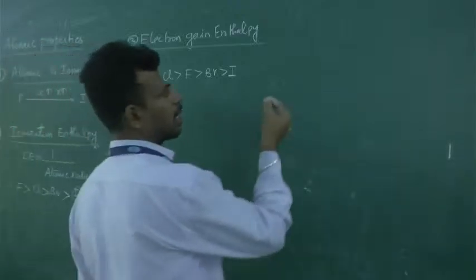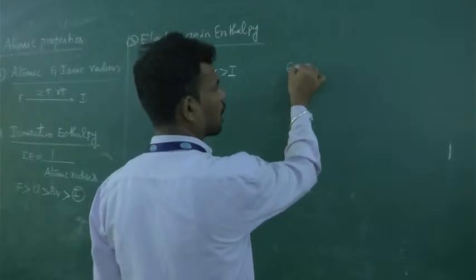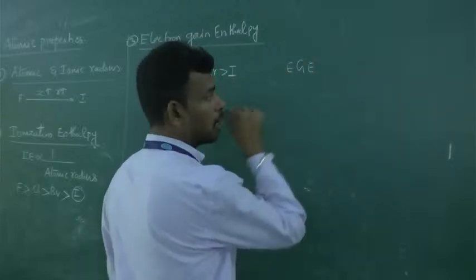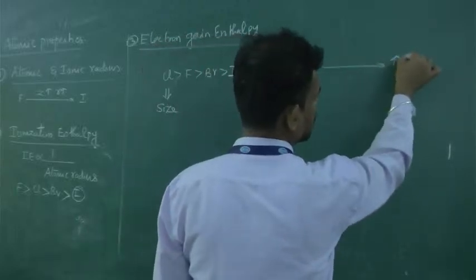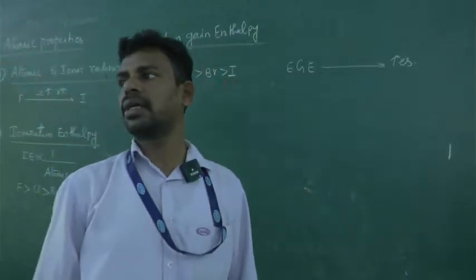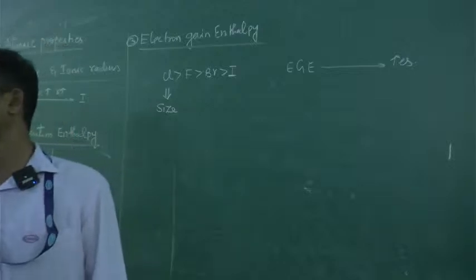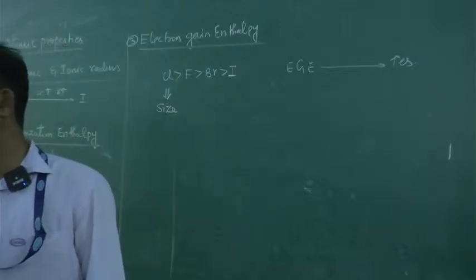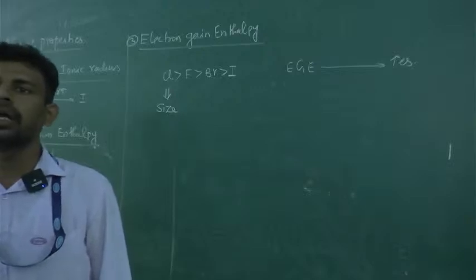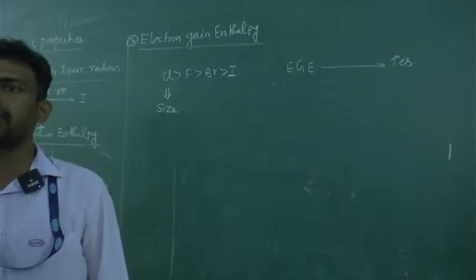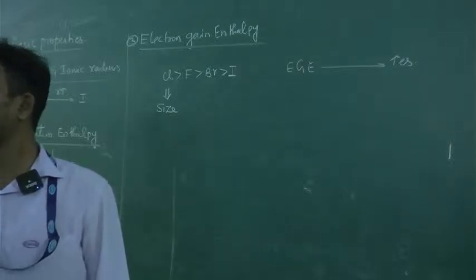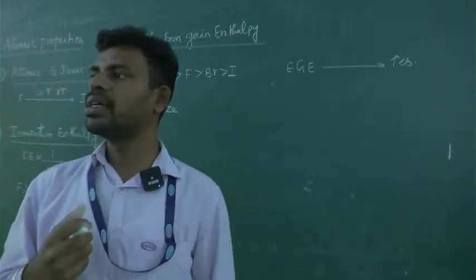It is important. The general trend is that electron gain enthalpy increases when going from left to right. Is it clear? This is the general trend. If you move from left to right, electron gain enthalpy increases. That means the accepting tendency of an atom is more. Why? The accepting tendency for an electron is more. This is because of size. Is it clear?